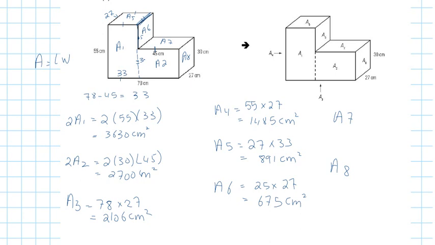And then A7 is right here, so I have the 27 by 45. And that would be 1215.